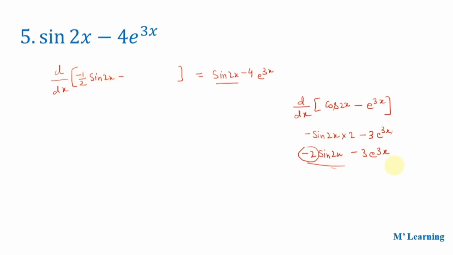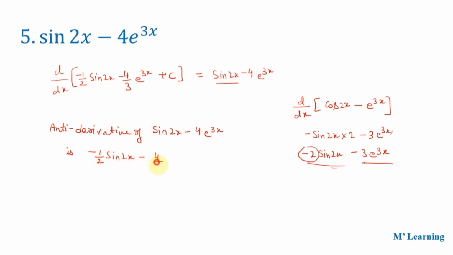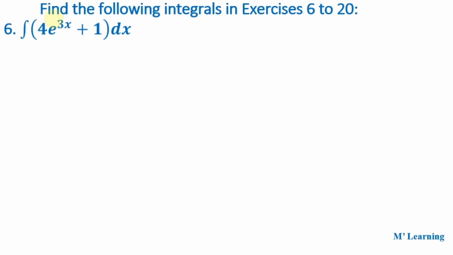Now in the second term it is minus 3, but we don't have minus 3 here, so we'll send this 3 into the denominator. But we have 4 here, so we'll multiply it by 4, so it becomes 4/3 e to the power 3x plus c. So our antiderivative of sin 2x minus 4 e to the power 3x is minus 1/2 sin 2x minus 4/3 e to the power 3x plus c. This is it. From here we have to find the following integrals in exercise 6 to 20. So we just have to integrate these directly.